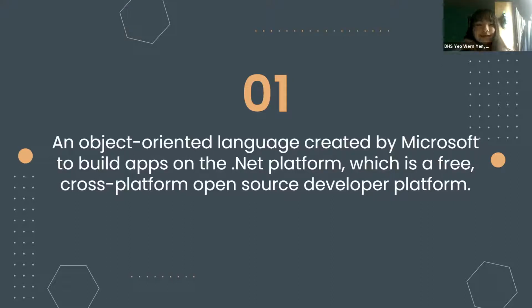An object-oriented language basically means that C# heavily works around this concept known as objects. So you can code various objects. And what objects are is that they just contain data and code.